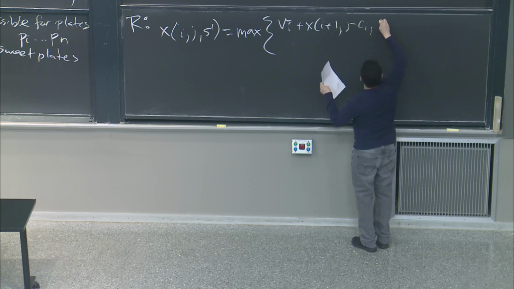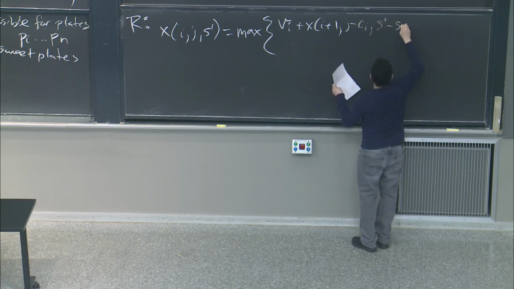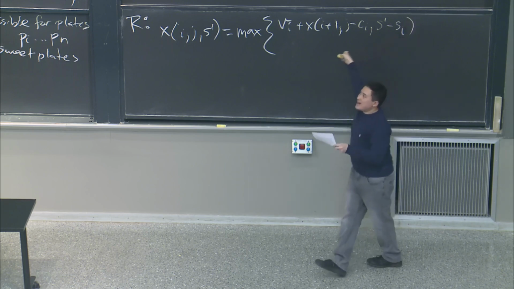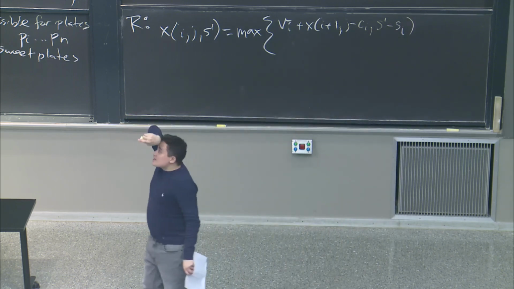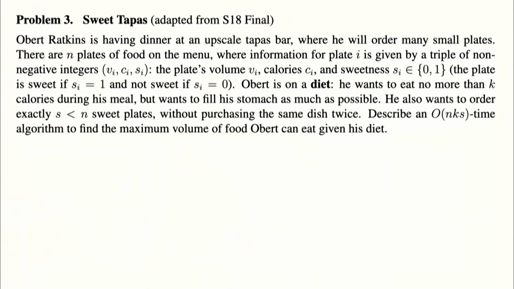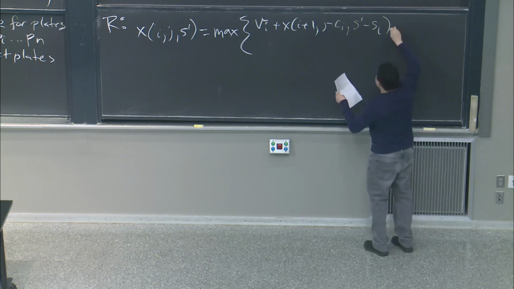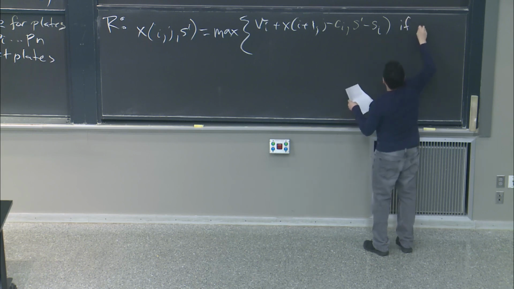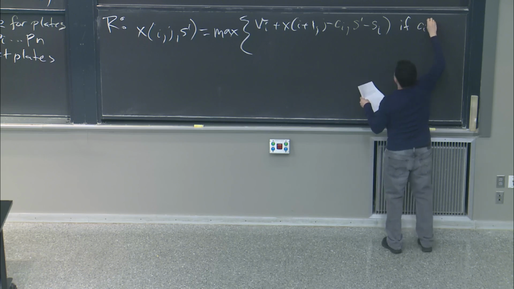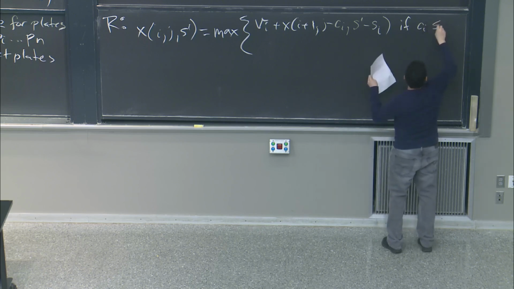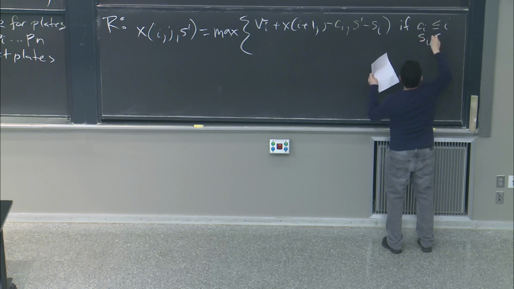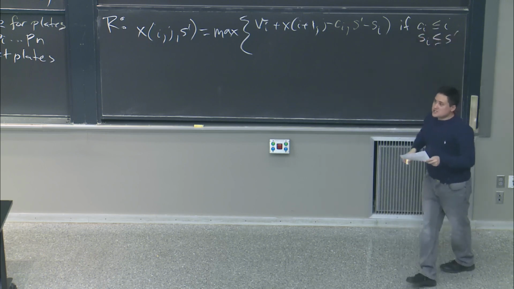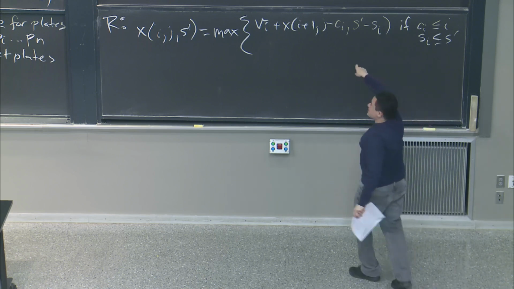And I'm going to say S prime minus Si because Si is 1 if it's sweet and 0 if it's not. So it's kind of nice that they gave us this notation here. I can just subtract it off if it's there. I don't have to do this conditional or something. And I don't ever want to go below these budgets. So I'm just going to say if Ci is less than or equal to j, and Si is less than or equal to S prime. Okay? So that's going to make sure that I never have these guys go negative.